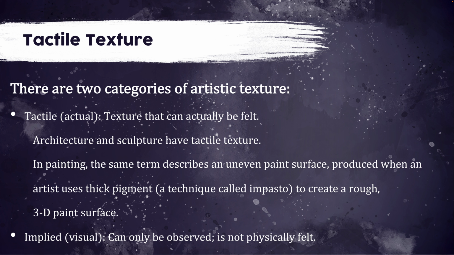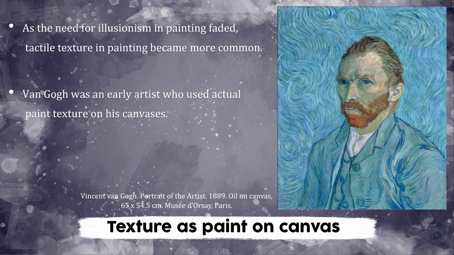And then there's implied, kind of going back to our implied lines, right? It can only be observed, not physically felt. And I'll show you exactly what that means. So again, as we talked about texture as paint on a canvas, we have this heavy, heavy brushwork.